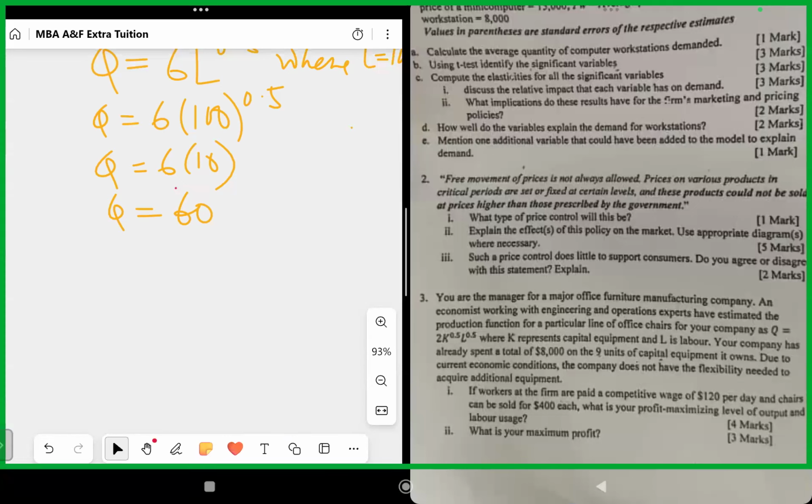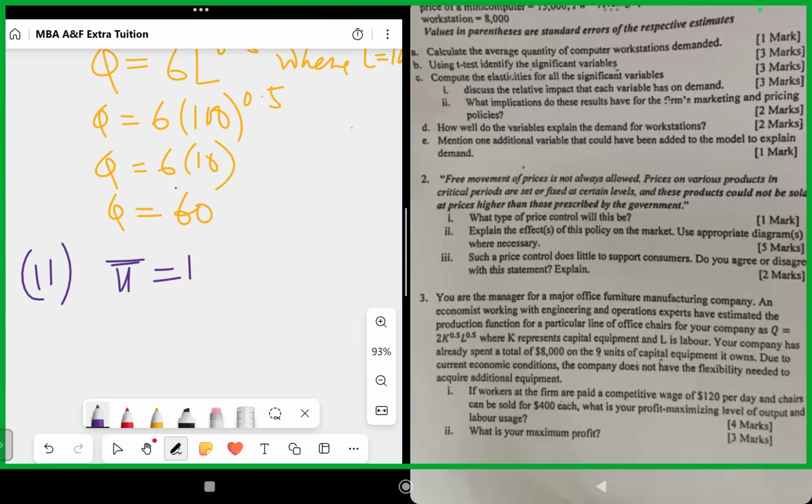Then when we come to the next part, we find the profits, the maximum profit. So profits, let pi represent the profit, equals TR minus TC. So TR equals price times quantity.